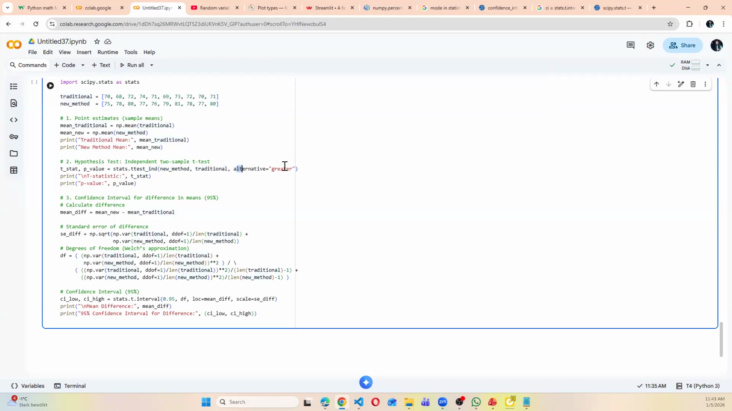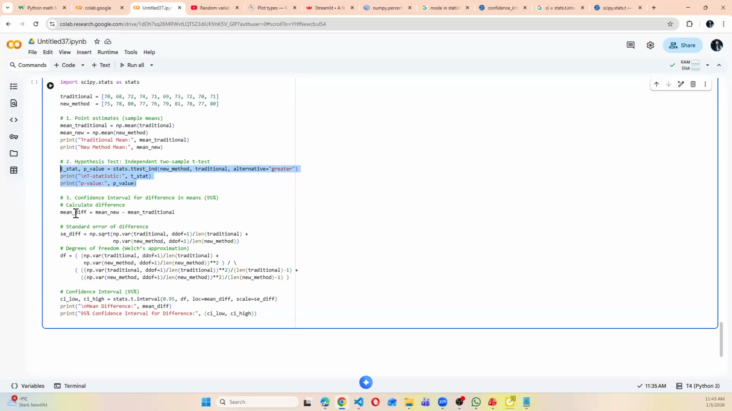Its alternative is greater. What is greater? The new method is. First, our null hypothesis is that there are no changes. But I said that the new method is more effective, or better than the traditional. So this is greater. Our alternative hypothesis is here. So I print the t-statistic and p-value for this one. It's giving you the p-value and t-statistic.